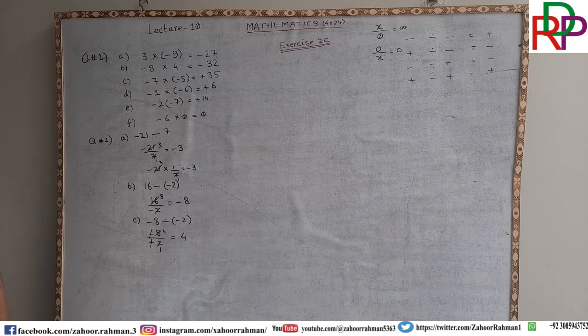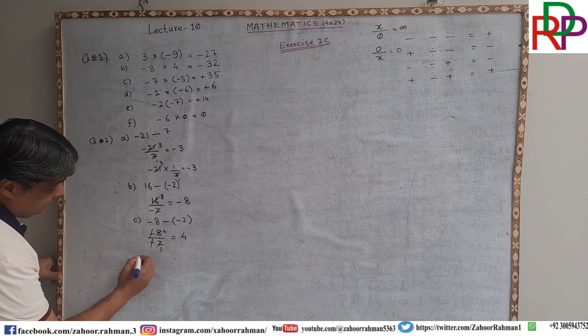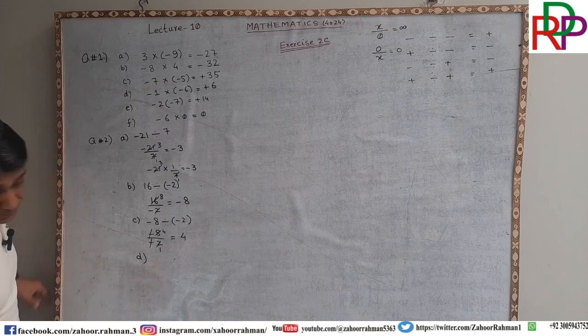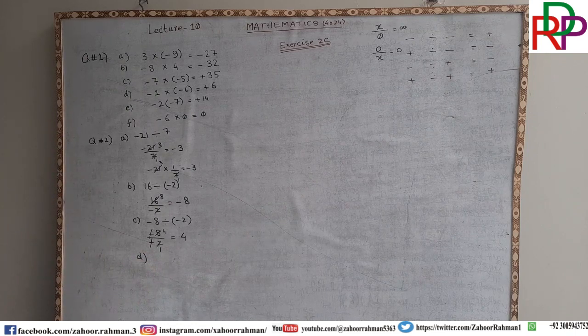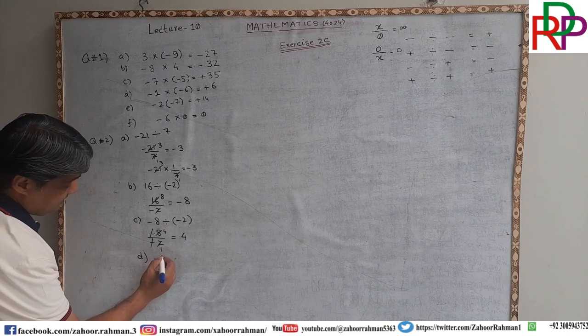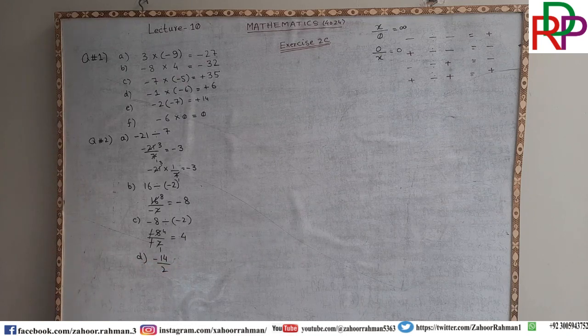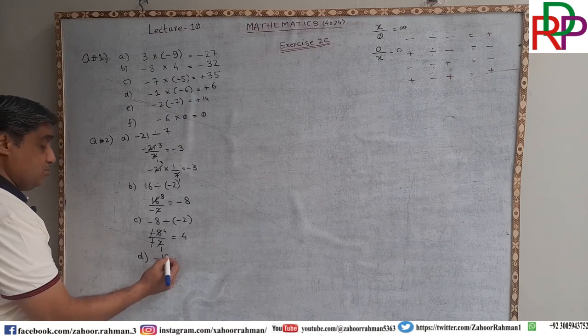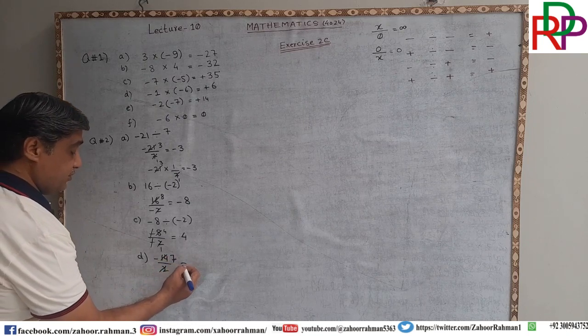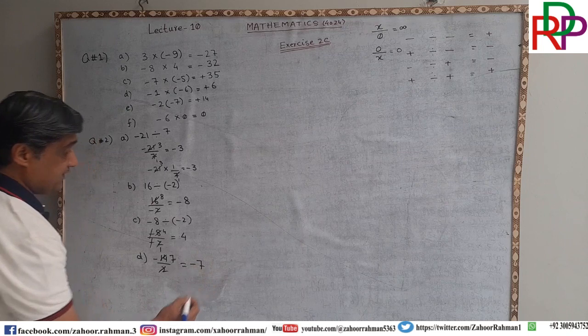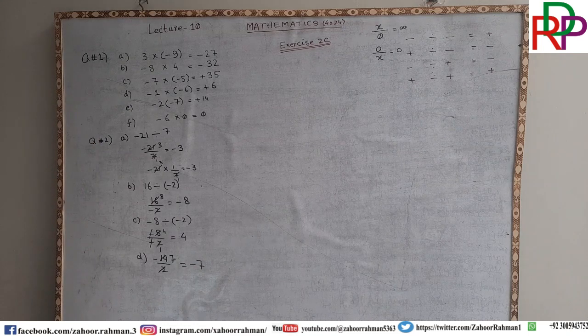Similarly, we are having D. It is written directly to you in another format, minus 14 divided by 2. So 2 ones are 2, 2 sevens are 14, so minus 7 is the answer in this case.